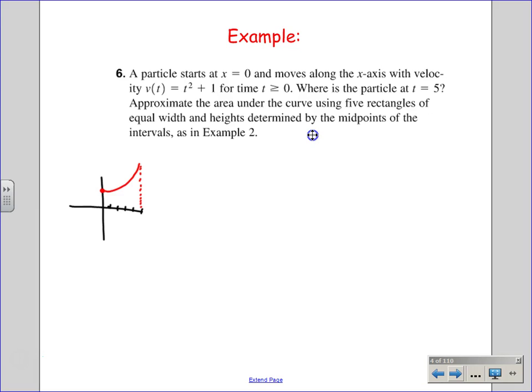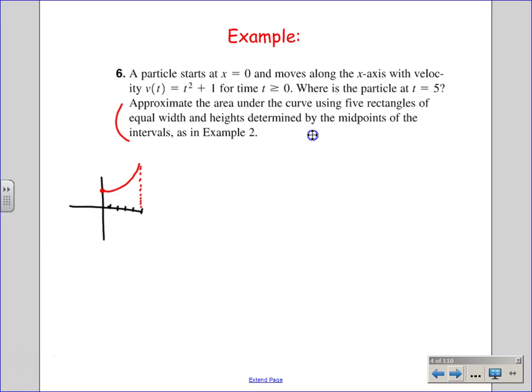So this one is specific. A particle starts at 0, moves along the x-axis with a velocity t squared plus 1, so there's my vertical shift, up 1. Where is the particle at 5? Okay, they gave us a question, but they also gave us the details that we need to give the proper answer. Remember, a Riemann sum problem on an AP test: can you solve the definite integral? Sure. Will it be an answer choice? Sure. Will it be the right one? No.